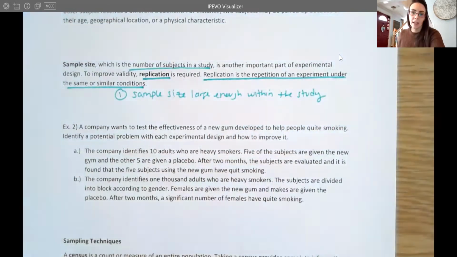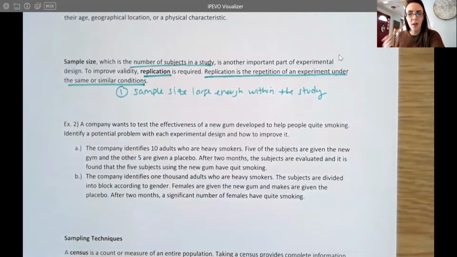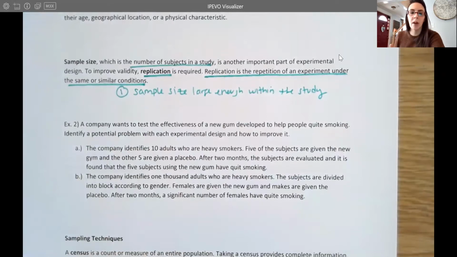And like I said, for today, you don't have to worry too much about how do you know this. We're going to learn later on how to find a good sample size. There are formulas we can use. So that's part of the repetition, right?